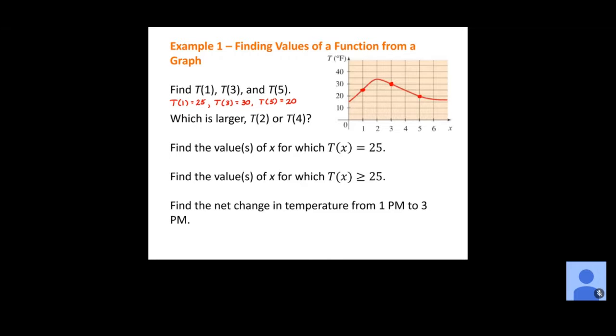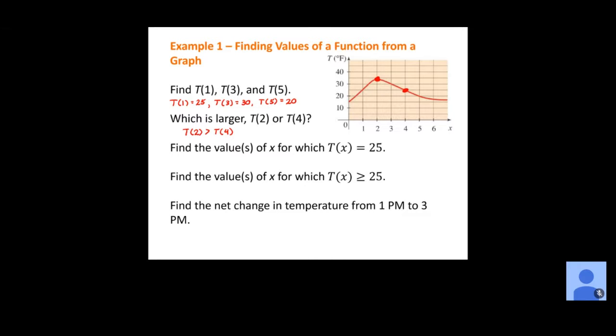All right, now the next question says, which is larger, T of 2 or T of 4? So for this one, we're just going to have to compare the actual T values. So first I'm going to find T of 2, which is this value right up here. And then I'm going to look at T of 4, which is this value right here. And so now if we're talking about which one is larger, the T of 2 value is actually larger than the T of 4 value. So T of 2 is greater than T of 4 in this case.